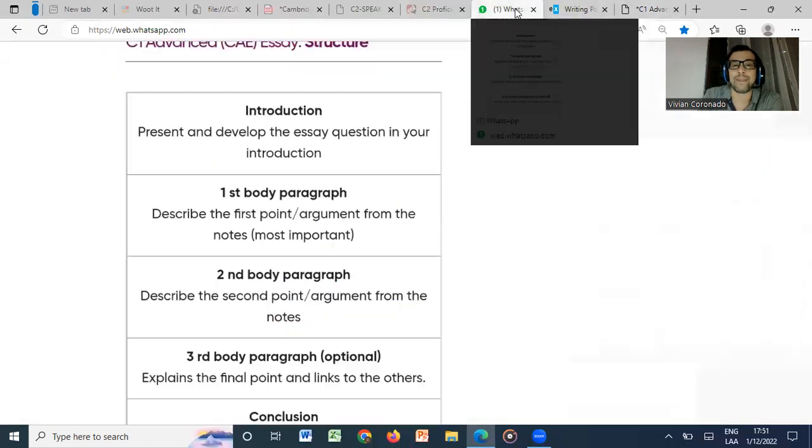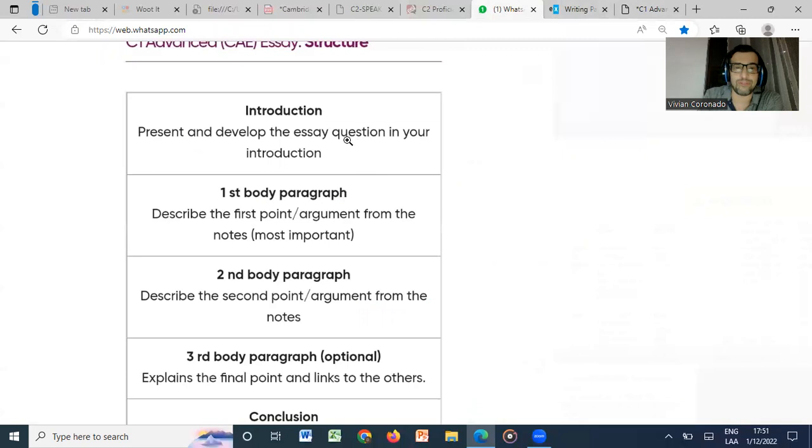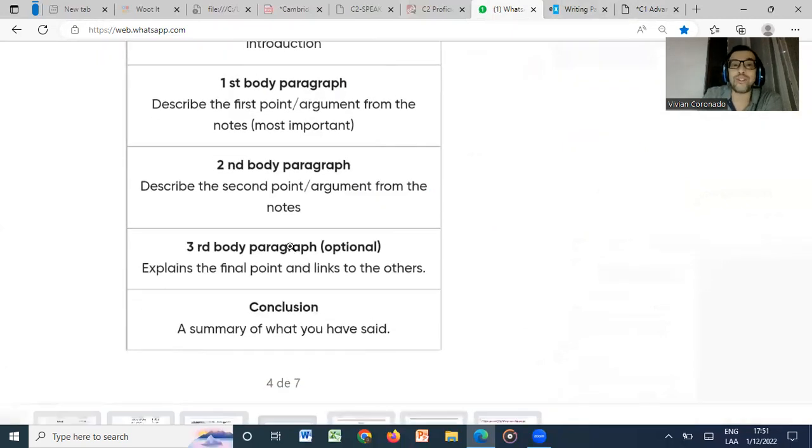Now, first paragraph, second paragraph, third paragraph. If you need to talk more about the two topics that you're writing, you can also use a fourth paragraph. But as you see here, it is optional. You don't need to do it. Like explain the final points and links to the others, right?